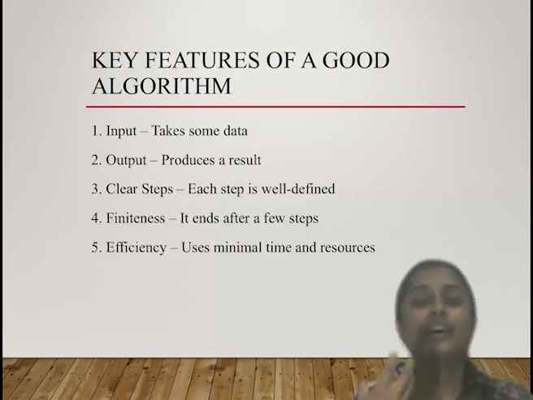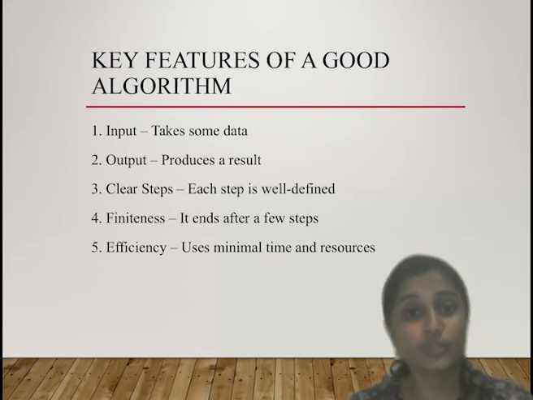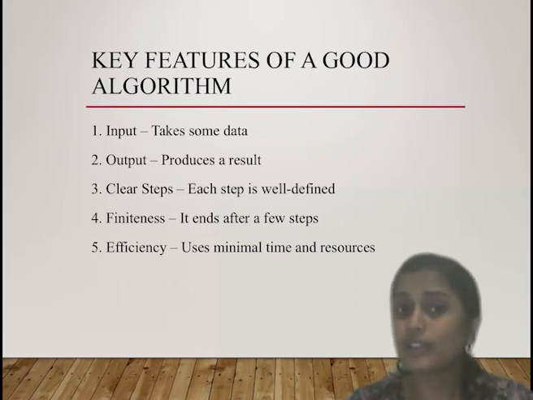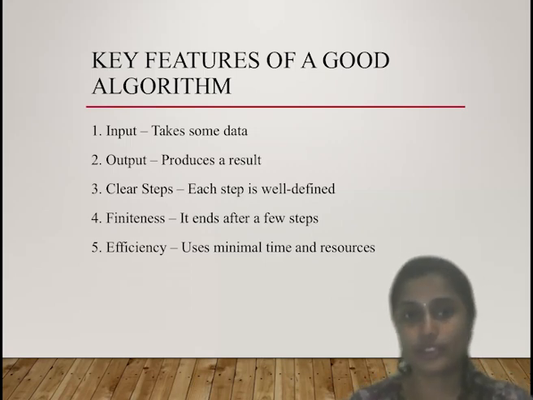Next, we are talking about the key features of a good algorithm. What are the key characteristics of a good algorithm? First one, an algorithm must have an input. That is, it takes some data. Also, an algorithm must produce a result or an outcome. Also, the steps of an algorithm must be clear and well defined. Also, the fourth one, it must have finiteness. It ends after a few steps. In the case of efficiency, an algorithm uses minimal time and resources. These are the key features of a good algorithm.